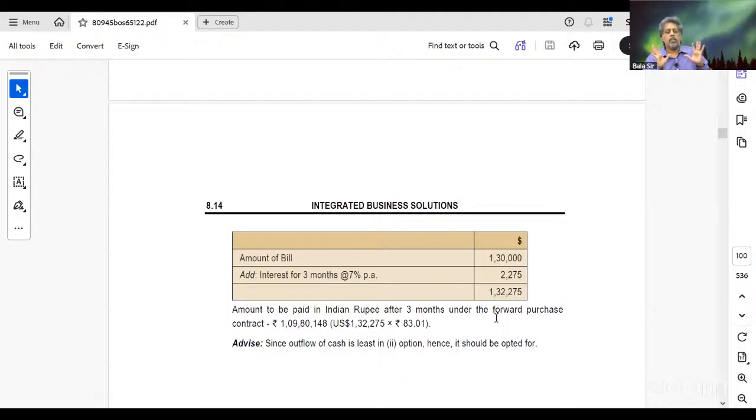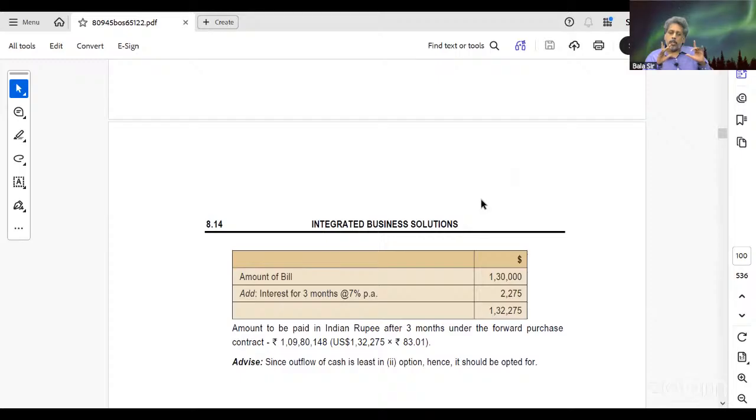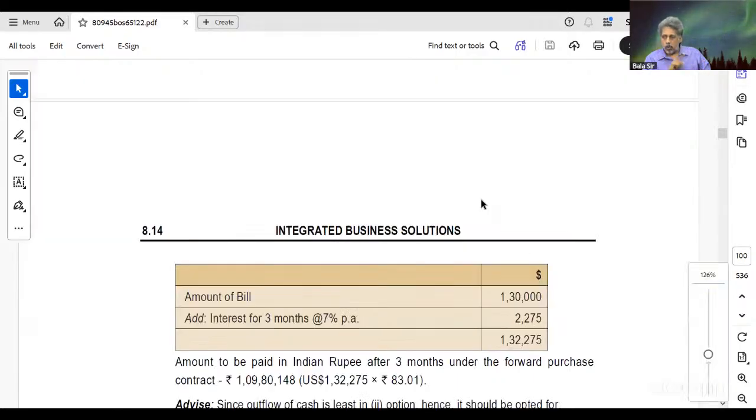That's it. It's a very basic sum. In fact, you'll find this question even in your AFM paper. Very popular, whether to make the payment now, lead the payment, or you lag the payment. It's called leading or lagging. Whether you want to make the payment now, or you want to make the payment later. Okay. So that is a question.